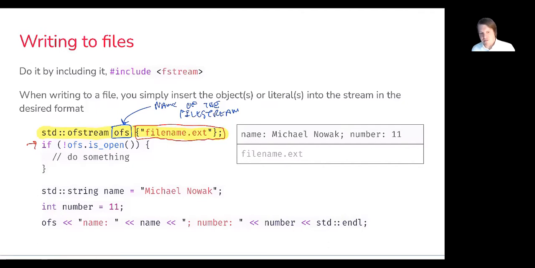So let's say I have two variables, a string name and an integer number. Notice that the only thing I've changed here in outputting this is the stream that these objects would be inserted into. You could see this if ofs was replaced by cout, you would know exactly what was happening because it would mirror that of the previous slide. Here, the same underlying process is occurring. It's just that this output is being directed into the file name.ext.